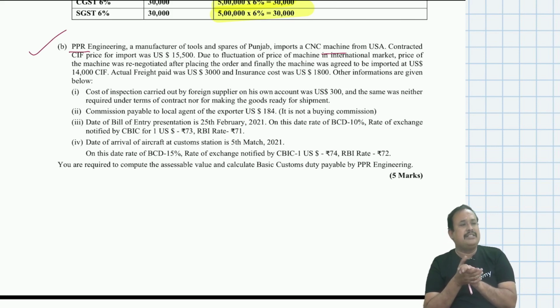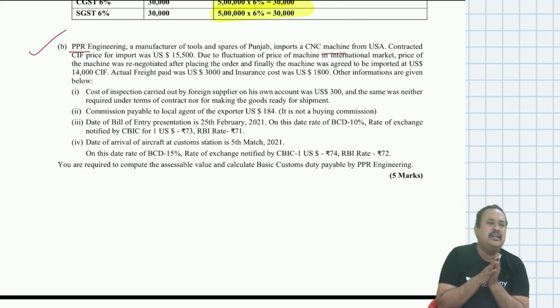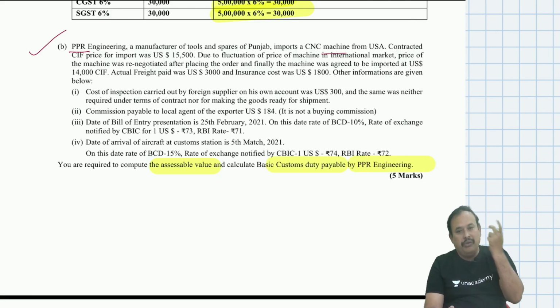RBI reference rate is ₹71 per dollar. Date of arrival of aircraft at customs station is 5th March 2021. On the said date, the BCD 15%, rate of exchange notified by CBIC 74 rupees, RBI exchange rate 72 rupees. You are required to compute the assessable value and calculate the basic custom duty payable by PPR Engineering. Very simple, my dear sir.